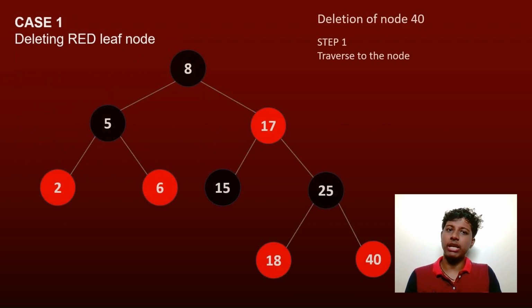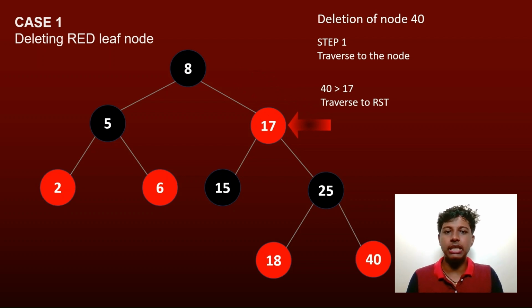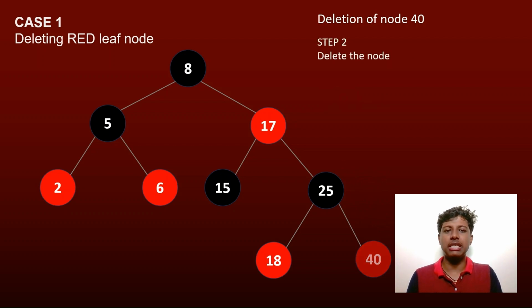In the example, we have to delete node 40. Let us start from the node 8. First step is to traverse to the node 40. We have started from the root 8. Since 40 is greater than 8, we traverse the RST, that is the right subtree. We have reached the node 17. We further traverse the node. Since 40 is greater than 17, we again traverse to the right subtree. We have reached 25, and now we have reached the node 40. Now step 2 is about the deletion of the node. We just need to delete the node. No further operations are required.